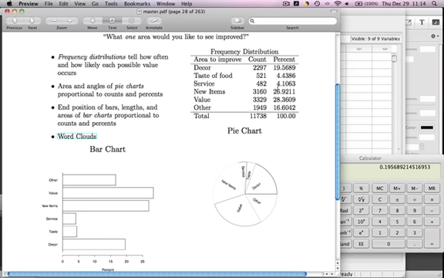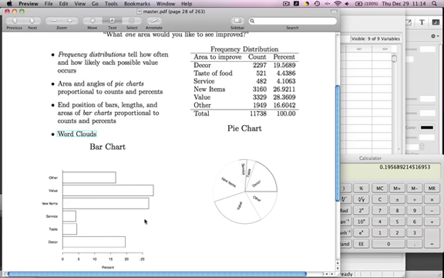The third way is that the end of the bar along this common scale indicates either the count or the percent. Now in this case, we're showing percents. So if we look at, for example, the end of the bar for decor, that end of the bar is a little bit less than 20%. So the end of the bar is encoding this 19 point whatever percent.